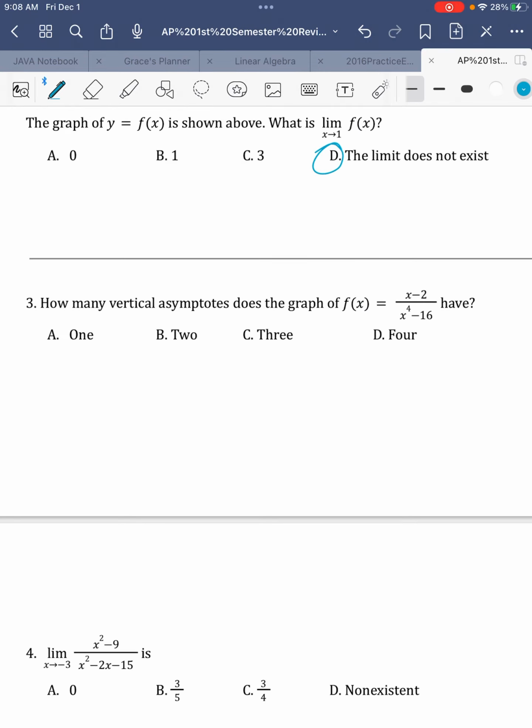Okay, next one. How many vertical asymptotes does the graph of f of x equals x minus 2 over x to the 4th minus 16 have? Vertical asymptotes are going to happen when your denominator is equal to 0. But the first thing we do when we are asked about vertical asymptotes or points of discontinuity is we factor.